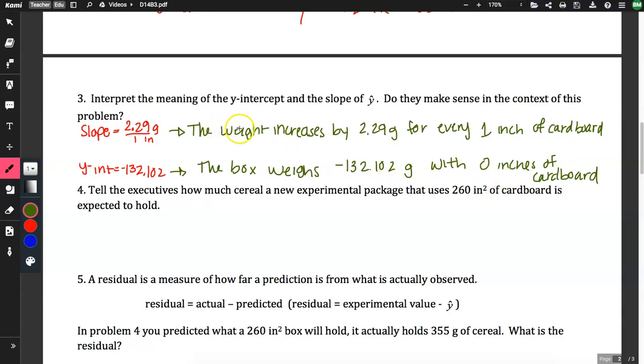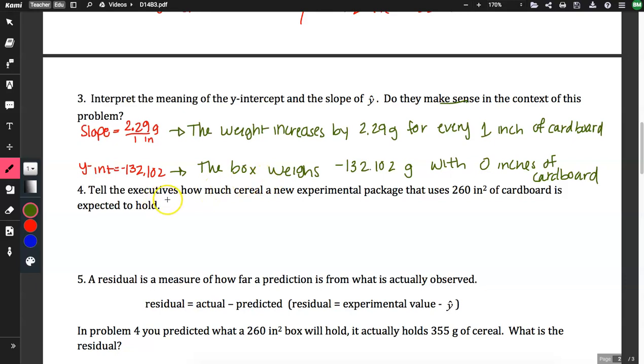So the slope seems fine to me, like that makes sense in the context. As we have more cardboard, the weight that the box can hold is increasing. Okay, the y-intercept is where it doesn't quite make sense anymore in the context of the problem. Like, how can the box weigh a negative amount? So this is where that linear regression kind of doesn't work when you get to things like this. We know that really the box, and by weighs I mean it holds that much cereal, but really it'd be able to hold 0 grams of cereal with 0 inches of cardboard. Okay, so it doesn't quite make sense.